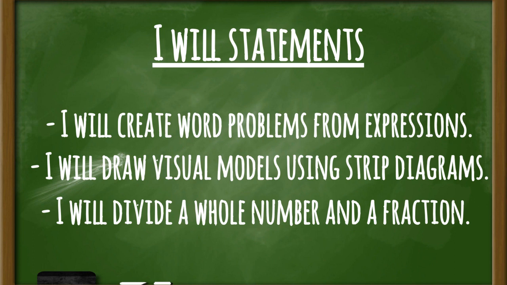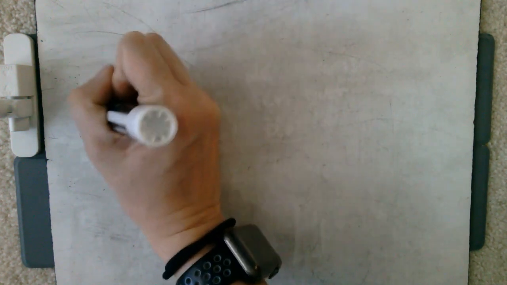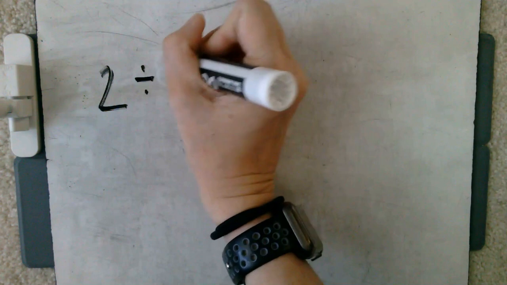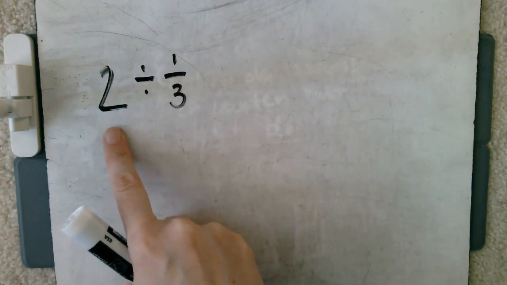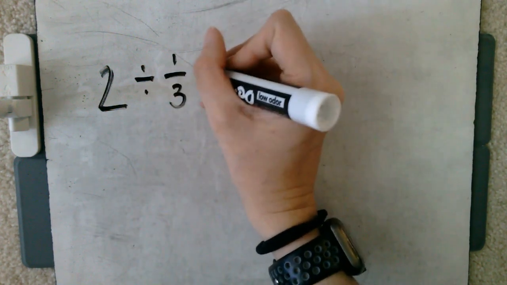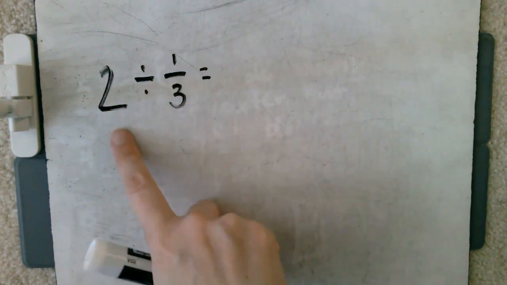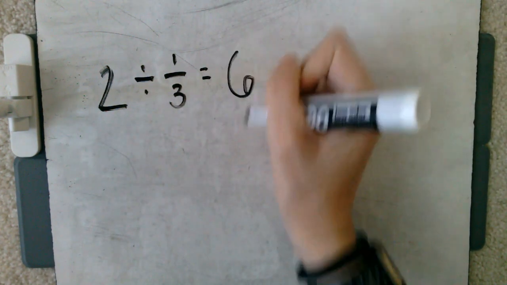Nicely done. Let's get into our warm-up for today. For our warm-up activity, you're going to need your personal whiteboards and markers. Let's start with a whole number divided by a fraction. We're going to start with 2 divided by 1/3. Say that with me. 2 divided by 1/3. If we were going to solve this division sentence, our answer would be 6.